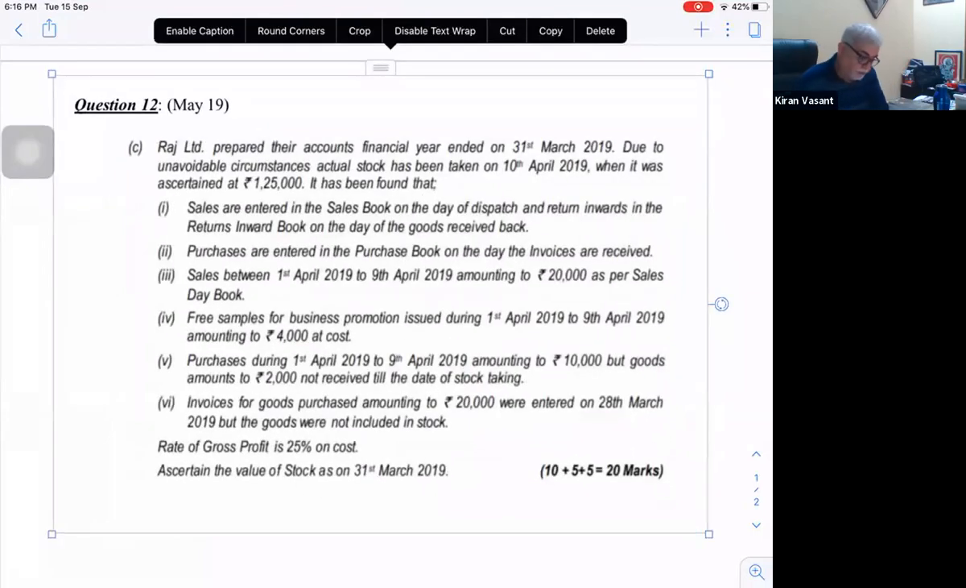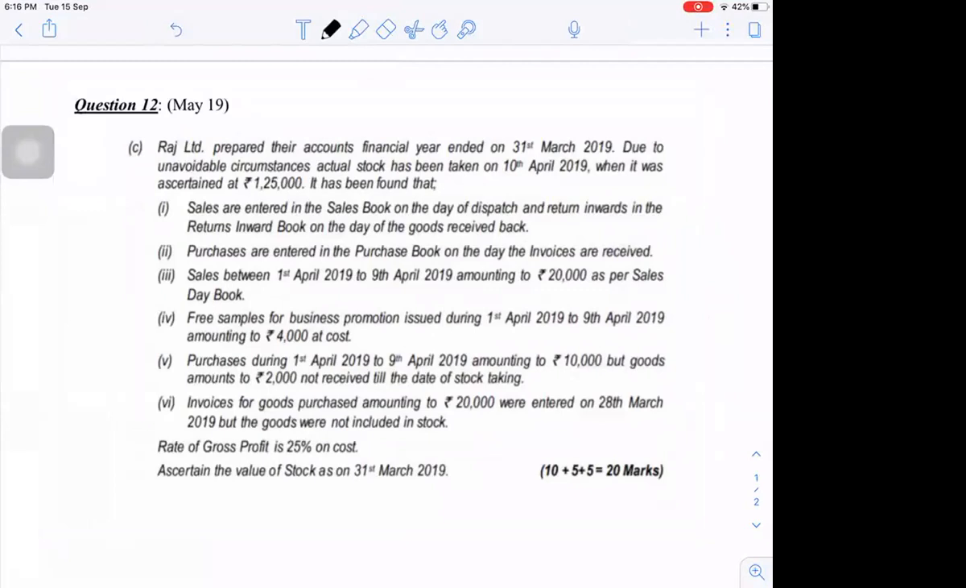Chris, are you there? Yes, sir. Please read. Raj Limited prepared their accounts. Financial year ended on 31st March 2019. Due to unavoidable circumstances, actual stock has been taken on 10th April 2019, when it was ascertained at 1,25,000. It has been found that point one, sales are entered in the sales book on the day of dispatch and return inwards in the returns inwards book on the day of the goods received back. Purchases are entered in the purchase book on the day the invoices are received.